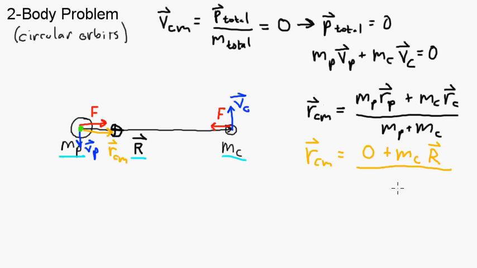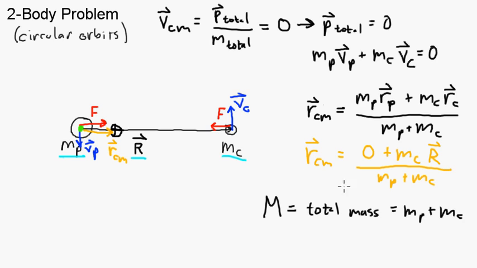To simplify this a bit, what I'm going to do is define capital M to be the total mass of the system, and that is just going to be Pluto's mass plus Charon's mass. And so what we get from that, let's go back to orange, is that the position vector of the center of mass is M_C over big M, so Charon's mass divided by the total system mass, times this R vector.